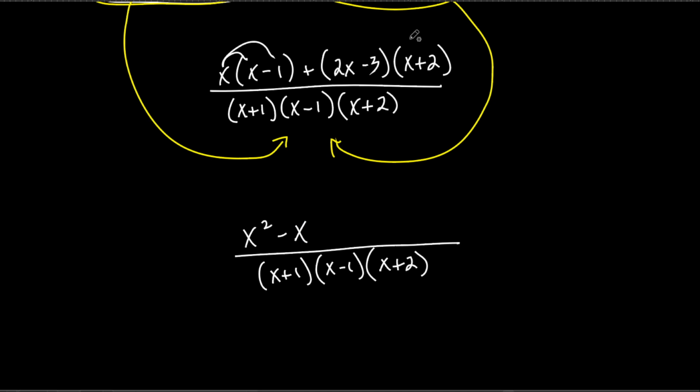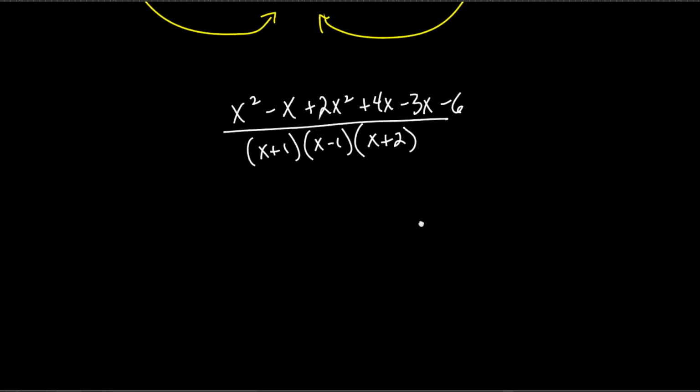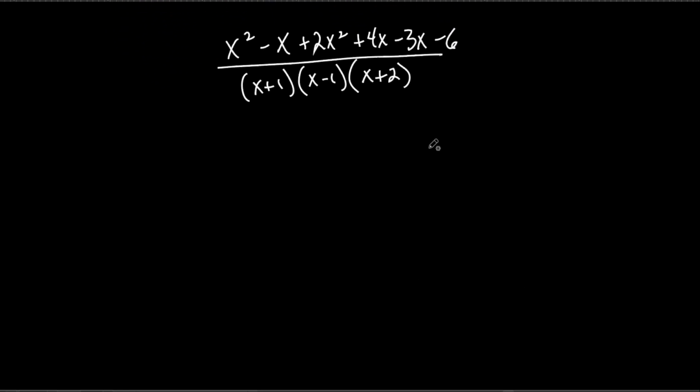So the first, 2x times x, which is 2x squared. And I put a plus because of the plus right here. Okay? Let's do the outside. What's the outside? 4x. What's the inside? Minus 3x. And the last, minus 6. Now we're not done. We still have to add like terms, right? We got to add up all the like terms.